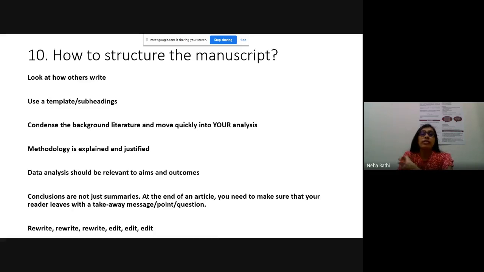Conclusions are not just summaries. At the end of an article, you need to make sure that your reader leaves with a takeaway message, point, or question. Rewrite, rewrite, rewrite, edit, edit, edit. Actually, this is less. I think rewrite should have been written 6 times and maybe edit 4 times.